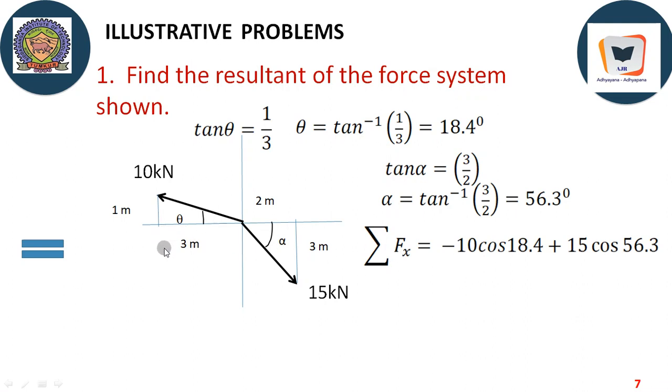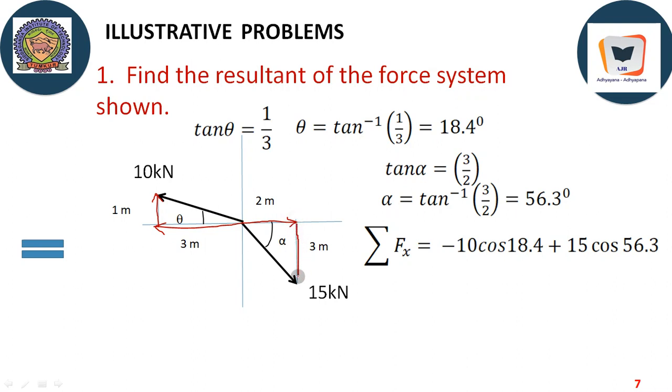Here the horizontal component of 10 kilonewton goes this way, and the vertical component goes this way. So vertical component is positive, horizontal component is negative. Horizontal component is minus 10 cos 18.4 degree. And as far as this force is concerned, the horizontal component goes like this and the vertical component goes like this.